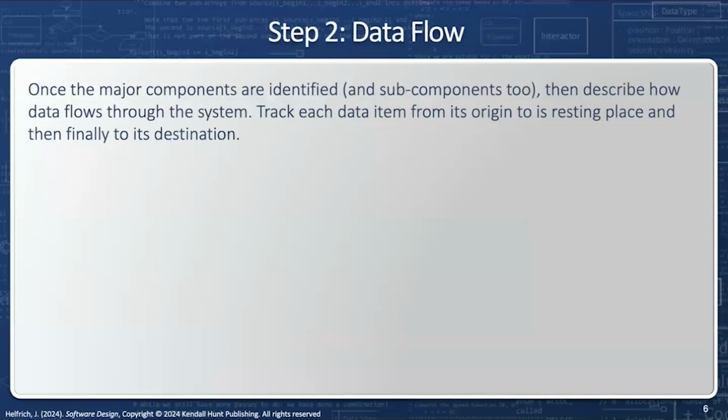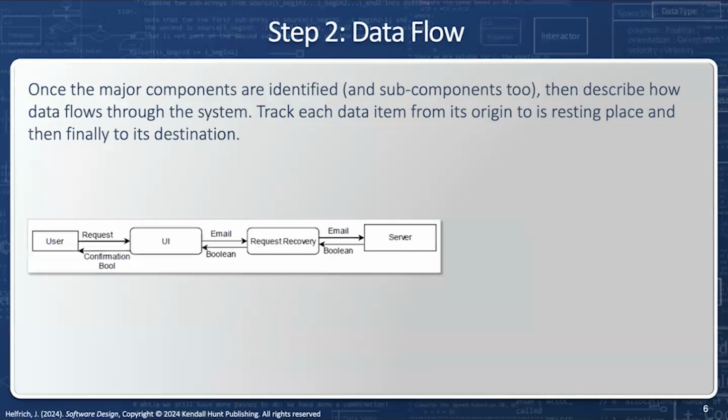Now, step two is the data flow. Once the major components are identified and the subcomponents too, then describe how data flows through the system, tracking a data item from the origin to the resting place and finally back to the destination. For an example here, the user on the left is going to send a request to the UI, and that's going to send an email to account recovery, which can send an email to the server. And then the server is going to come back with a Boolean success, and then a confirmation to the user. So now I understand how the different things work together.